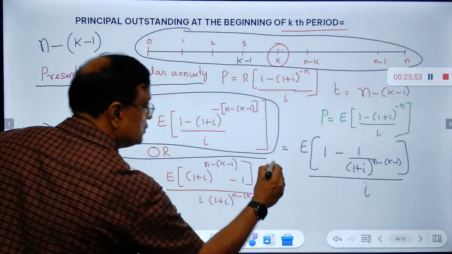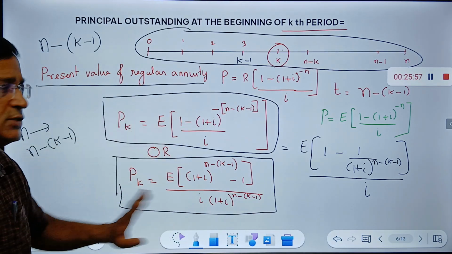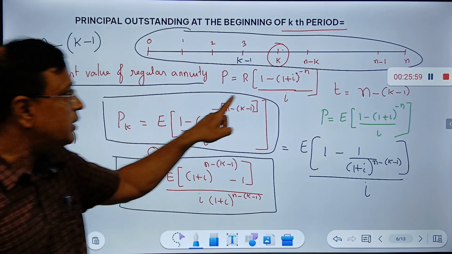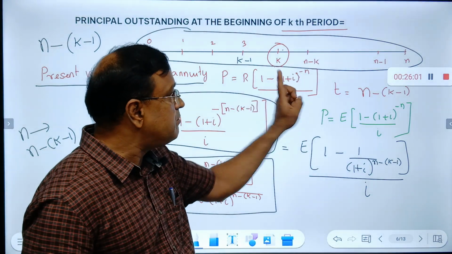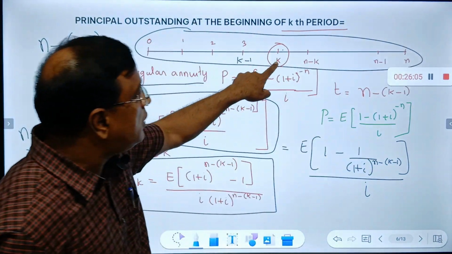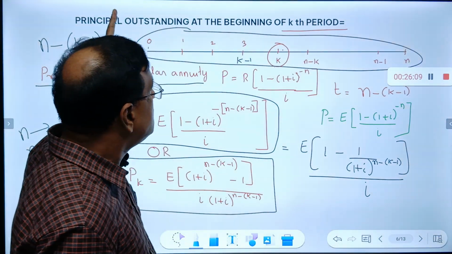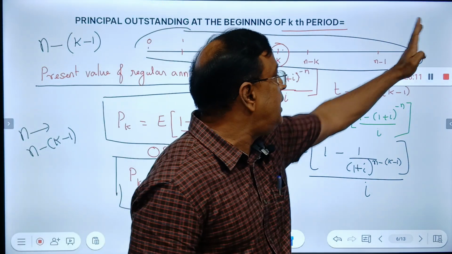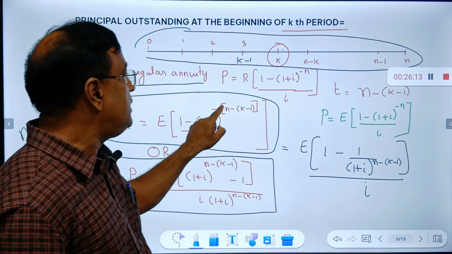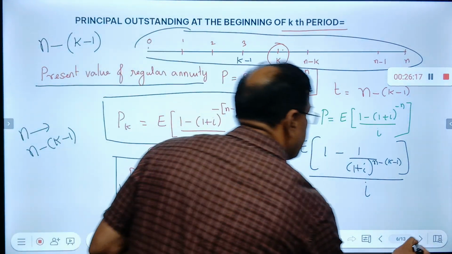These formulas will be useful to you. But remember, if you know this, you should get that. From there you can get this. It's very, very easy. I hope you understand why I replace n by n minus (k minus 1). Why? The total is n. I want to talk about the beginning of the kth period, so I have to remove some periods. From n, I have to remove k minus 1. So n minus (k minus 1). I hope it's clear. Okay.